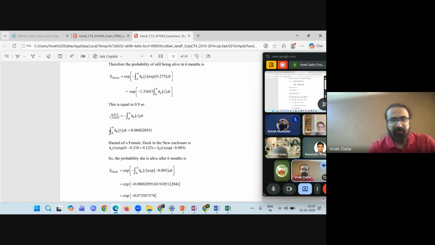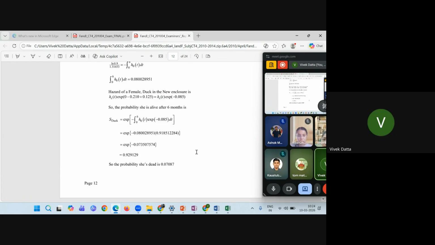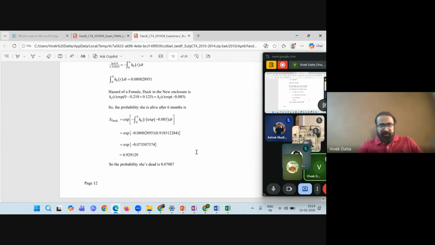Okay, this is what we found, which is correct. And this is also correct, exponential of minus 0.085. So here again the exponential is there, so we need to use that. Our answer should come. What they have done is exponential of minus 0.085. Let's take minus 0.085 exponential.